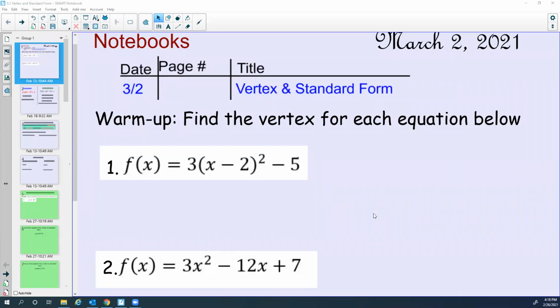All right, everybody, today is March 2nd. Today's topic is vertex in standard form. So for the warm-up, you're finding the vertex for each of these equations. You're putting them in your calculator or in Desmos.